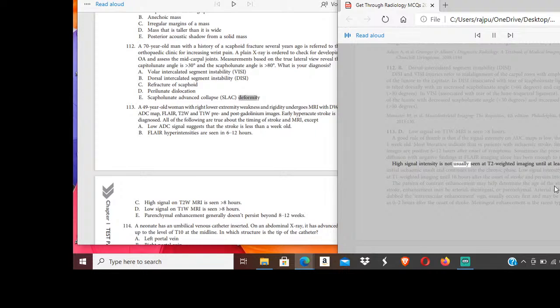High signal intensity is not usually seen at T2-weighted imaging until at least 8 hours after the initial ischemic insult and continues into the chronic phase. Low signal intensity is not usually seen at T1-weighted imaging until 16 hours after the onset of stroke and persists into the chronic phase.